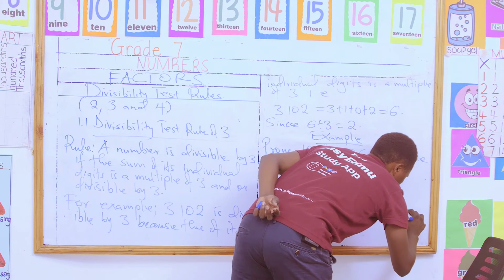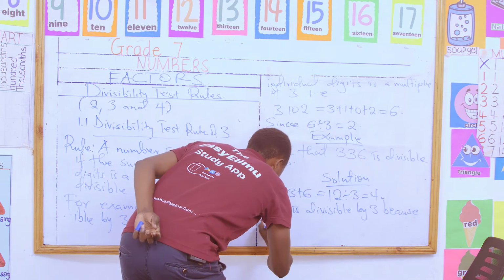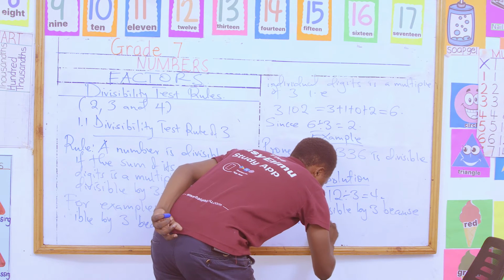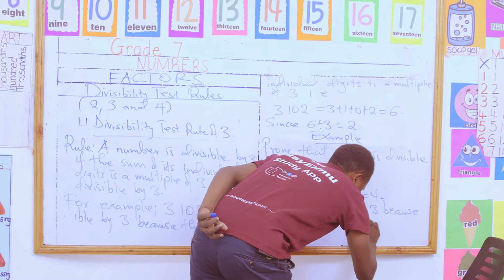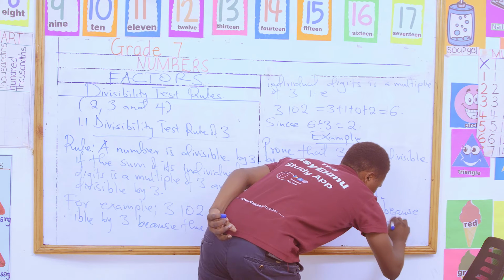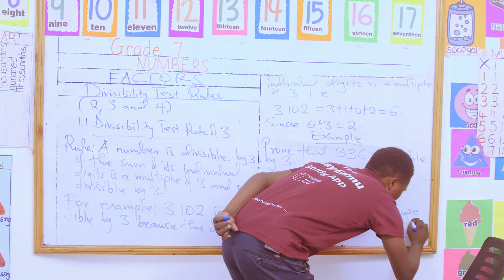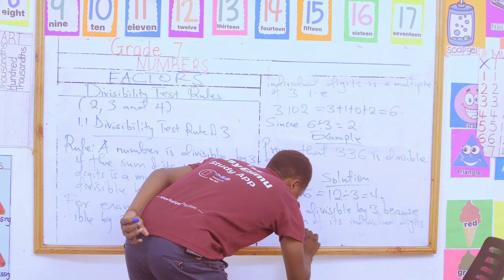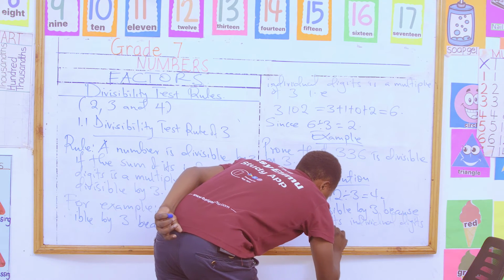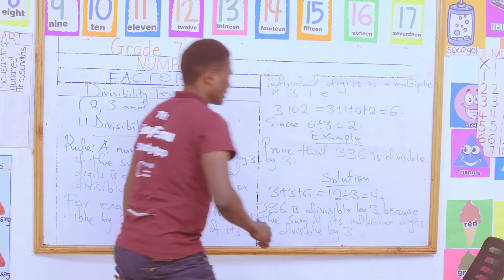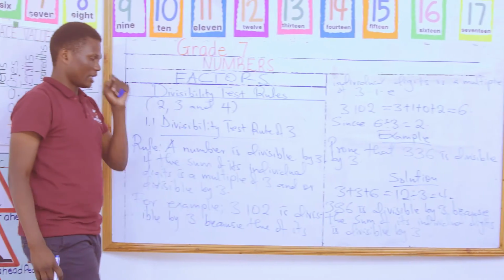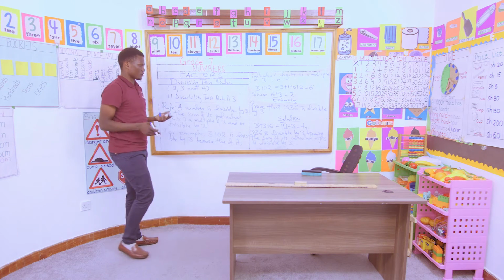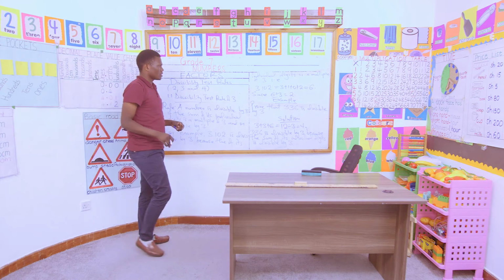because the sum of its individual digits is divisible by 3, or rather a multiple of 3. That is how to prove that a number is divisible by a certain number. You use the divisibility test rule.